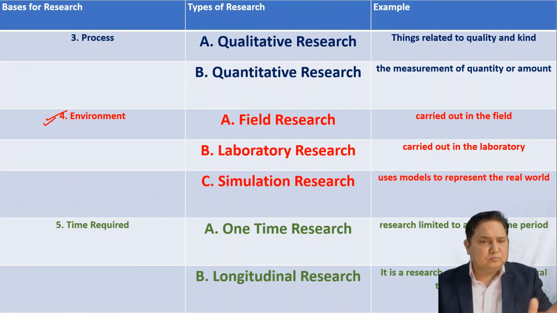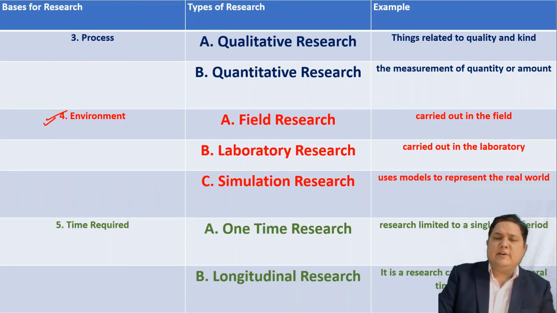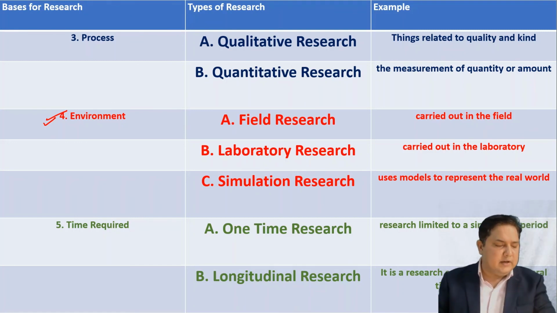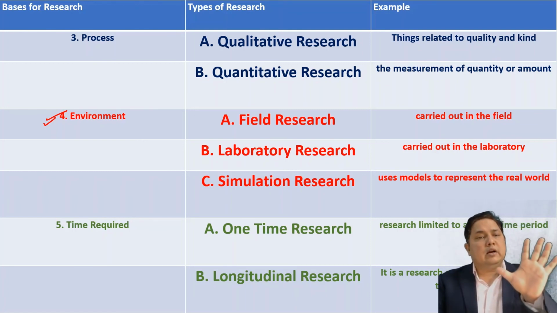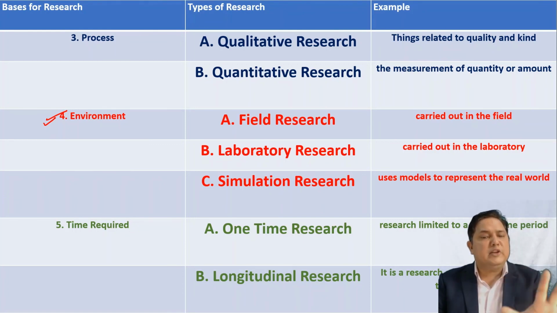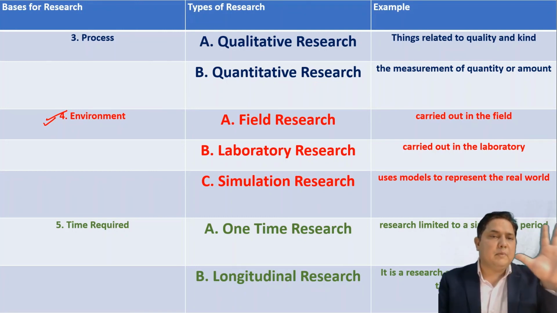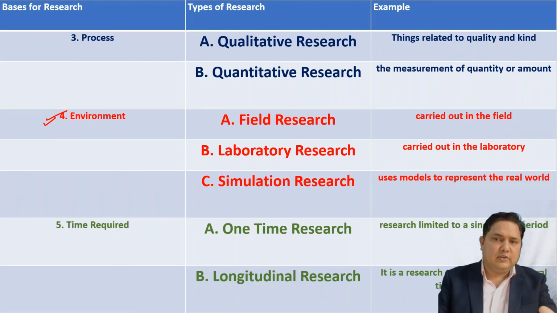Then finally, time required: one-time research and longitudinal research. Research limited to a single time period means you start your research, carry it out over a single period of time and you complete it. In another one, the research is carried out over several time periods; that is longitudinal research. So these are the 5 different bases on which we can divide our research. So qualitative research is there, quantitative research is there, the purpose is there, the basis is process, in this way.